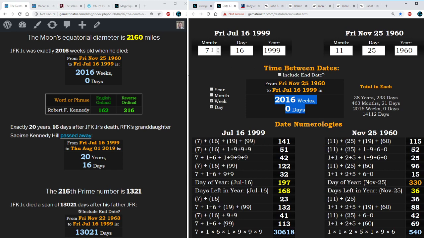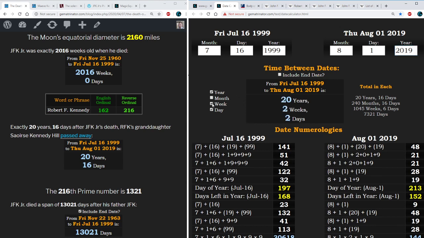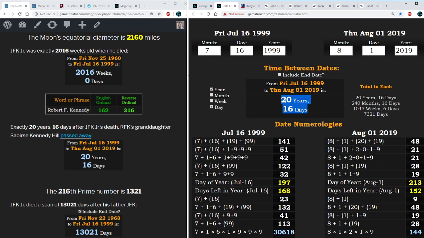Now we'll start talking about the deaths that have occurred a little bit more recently. Last year, we lost the granddaughter of RFK, Saoirse Hill, on August 1st. And notice how her death fell 20 years and 16 days after JFK Jr.'s.